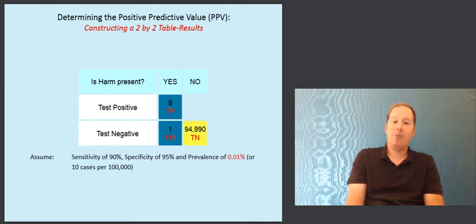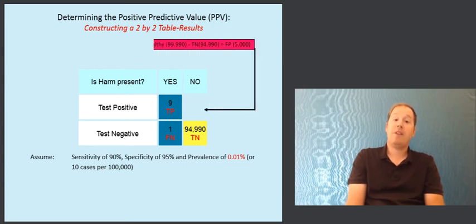That is, they will truly test negative. So 94,990 people out of the 100,000 will test negative. And those are also true negative test results. So we can be confident that of these 94,990, none have the condition when they test negative. But there's a false error rate here. There are people who are going to test positive even though they don't have the condition.